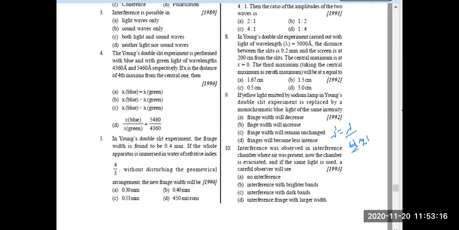Logic. Yes? Now, if it is removed, then what will happen to lambda? Lambda will increase or decrease? Increase. Now, if lambda will increase, then what will happen to fringe width? Increase. So the answer is D. Got it? See, ये थोड़ा अच्छा conceptual question था, right? Easy but conceptual, right? Okay.